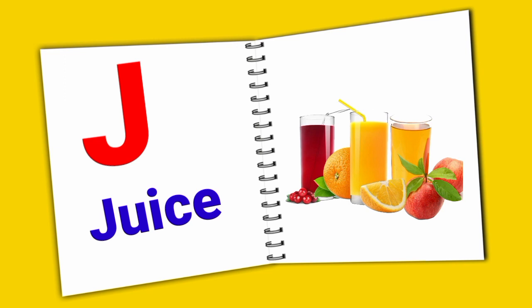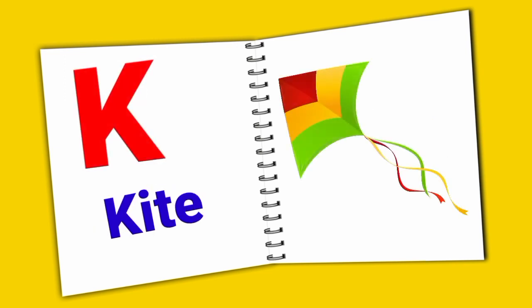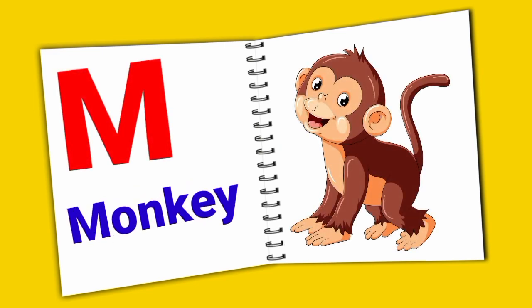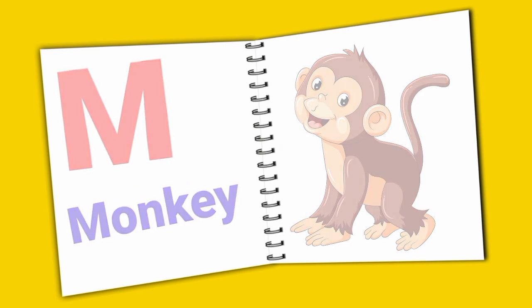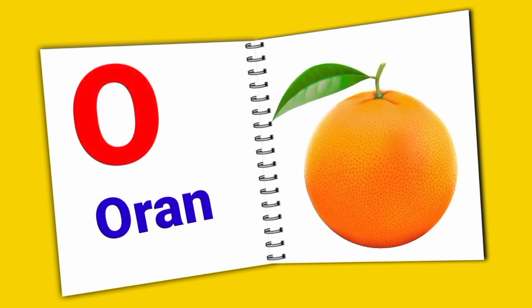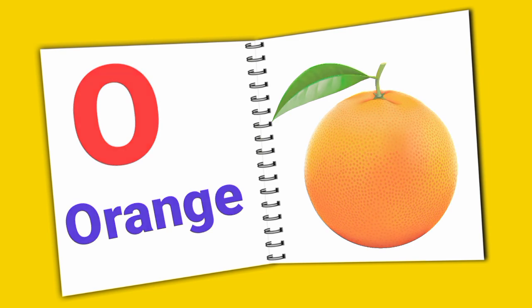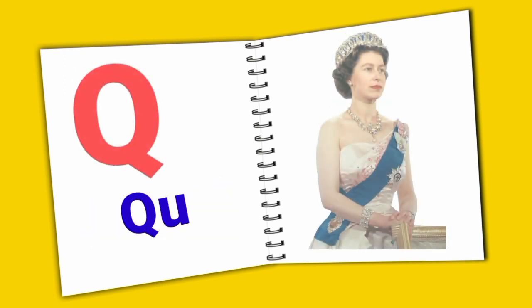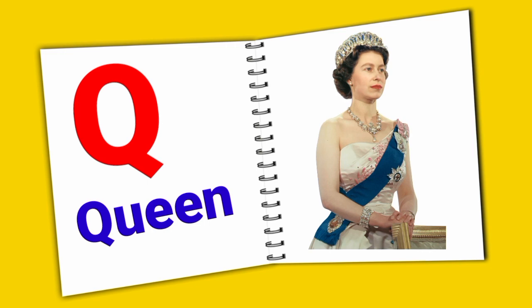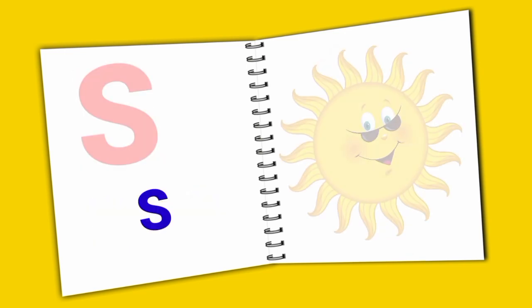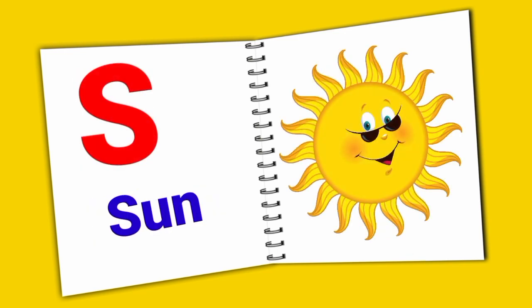J for juice. K for kite. L for lion. M for monkey. N for nest. O for orange. P for parrot. Q for queen. R for rose. S for sun.